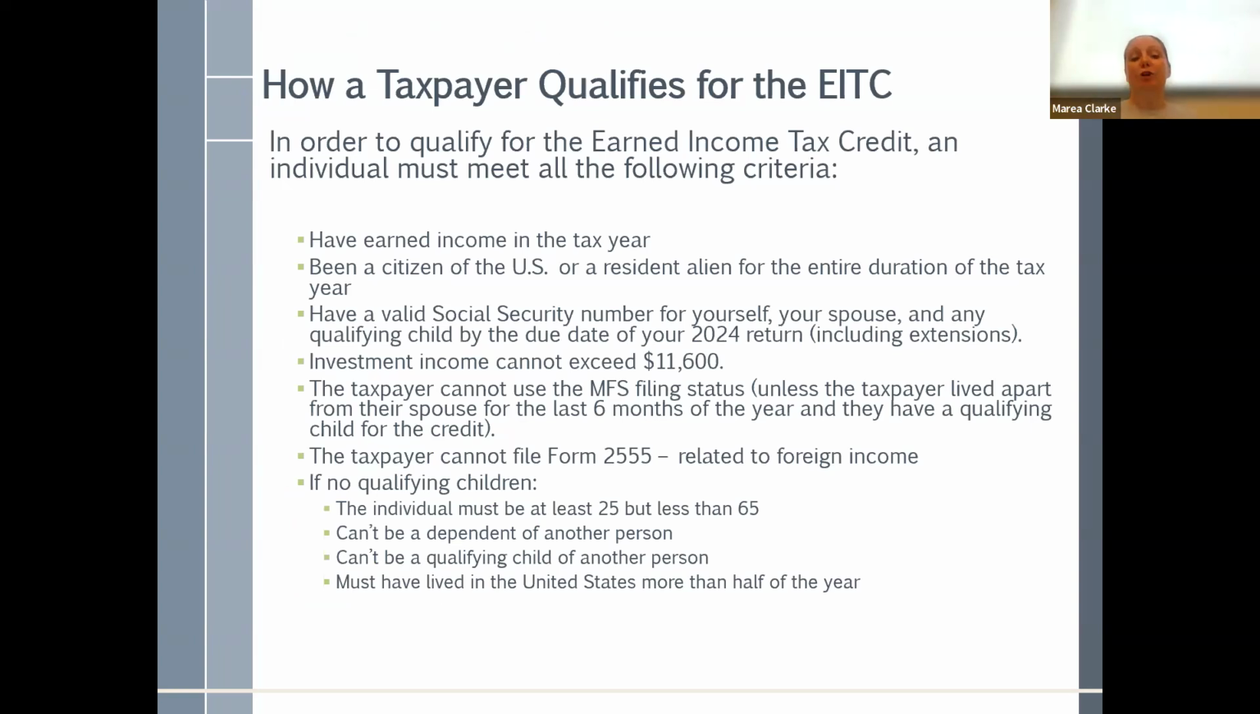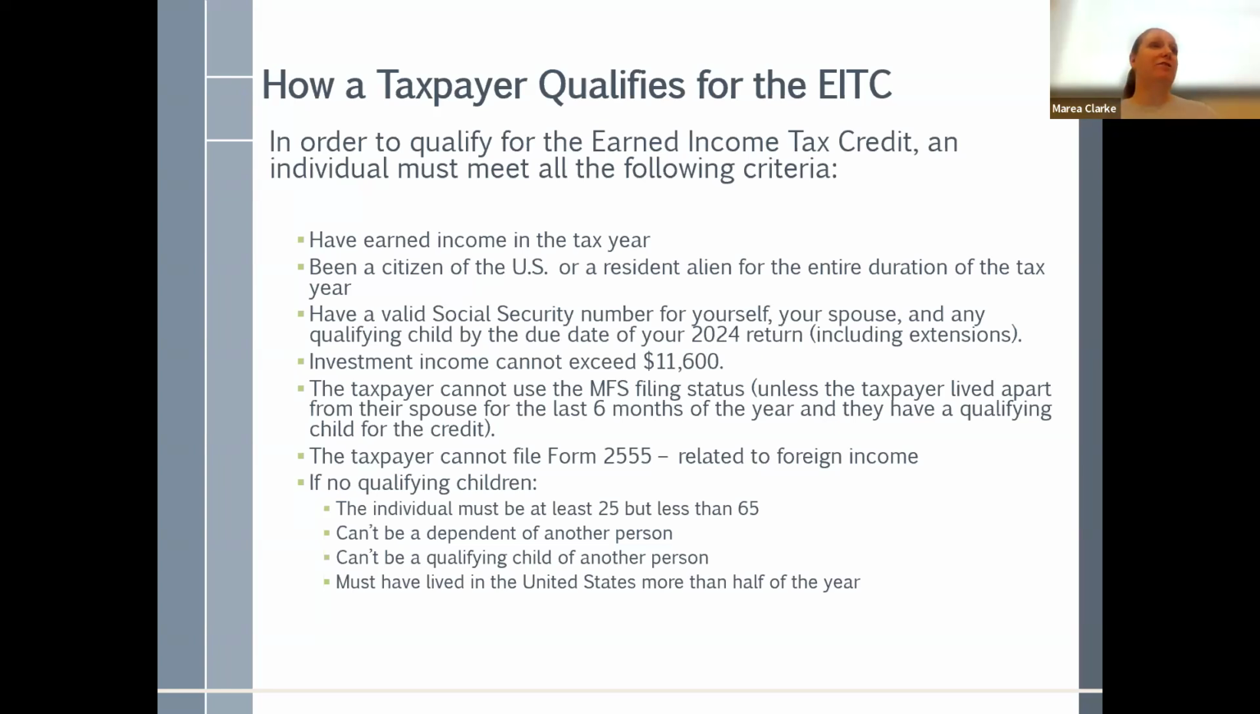So to qualify, they have to have earned income. They have to be a citizen or a resident alien for the entire year. They have to have a valid social security number, as well as for their spouse, if they're filing a joint return, and any qualifying children. They cannot have more than $11,600 in investment income. They cannot file separately unless they lived apart for the last 6 months. They can't file Form 2555, which is a foreign income form. And if they have no qualifying child, they must be at least 25 years old. And they can't be the dependent of another person.